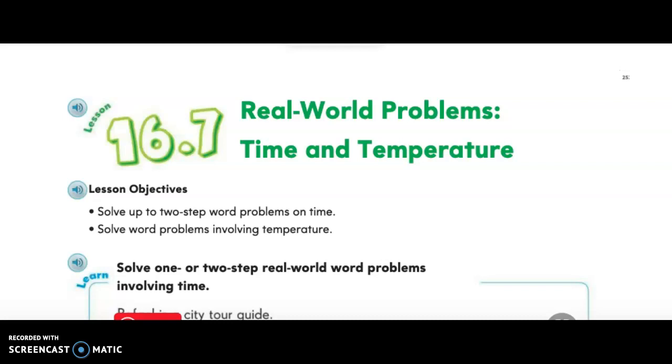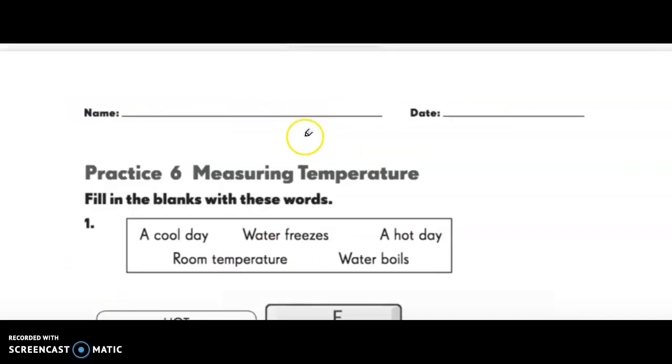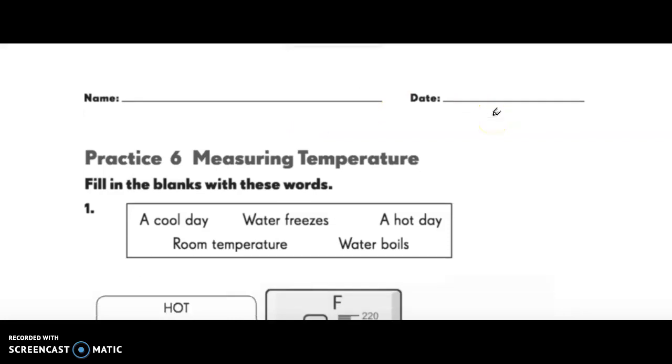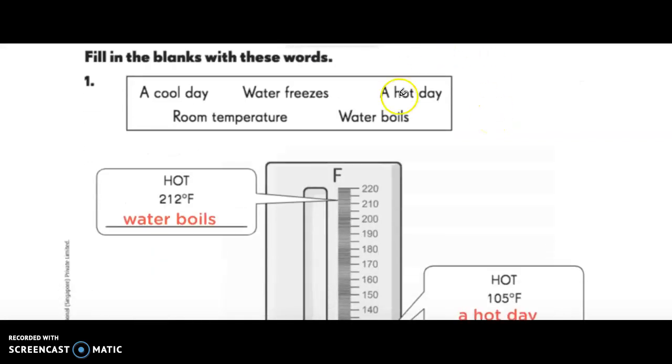So we are on to the last lesson of the chapter. This will be a 2-day lesson though, so this is the first day of it. It's 16.7 real world problems, time and temperature. So we will be doing some two-step word problems on time and some word problems involving temperature. Before we get to that, I just want to quickly go through the workbook pages from yesterday.